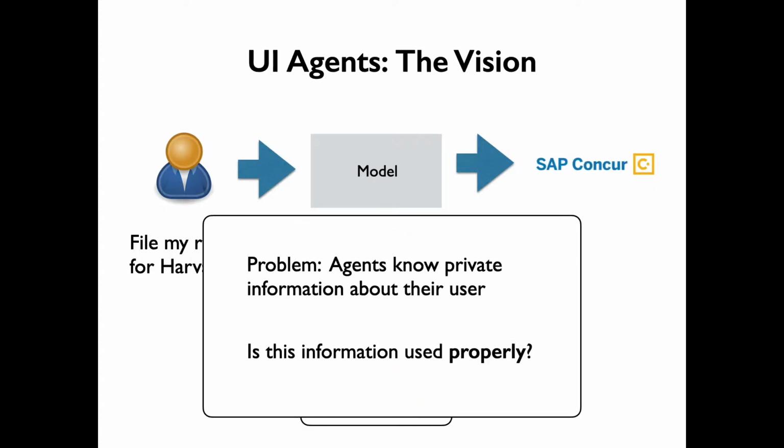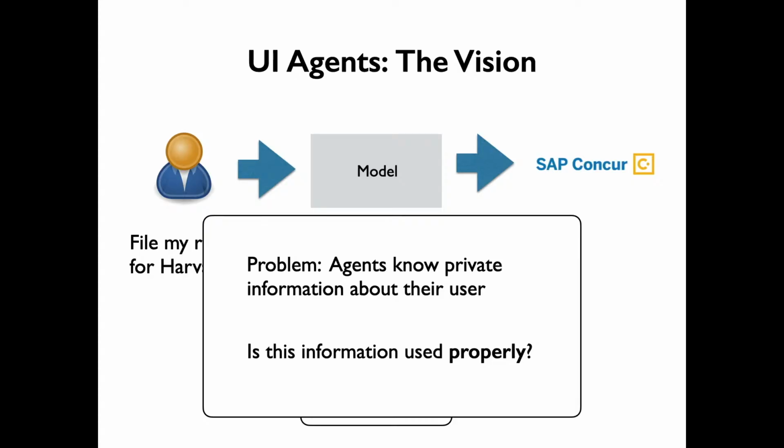Now, the question here is the following. When I ask a model to do this kind of thing, this is the aspiration. It's not 100% there yet. Some of the parts are there. But when I ask my model to do this, the model actually knows a lot of private information about me. It has access to my emails, my Uber receipts, it knows what else I did, and has a lot of sensitive data, probably from its memory. So the question is, is this information being used properly?